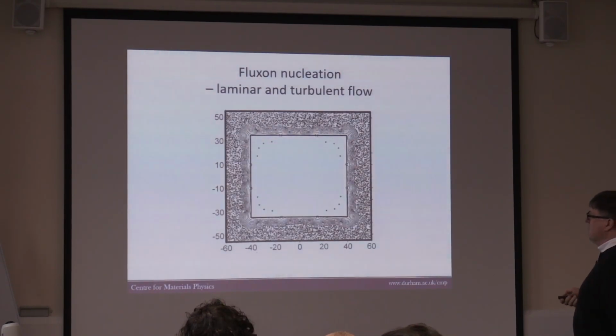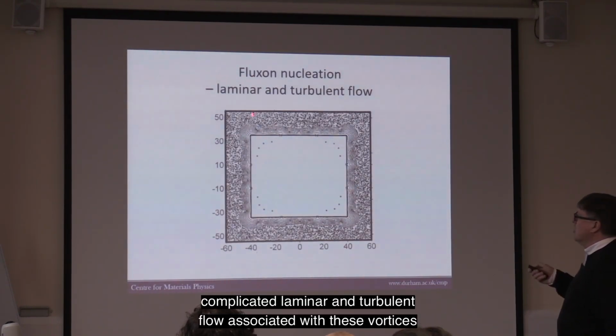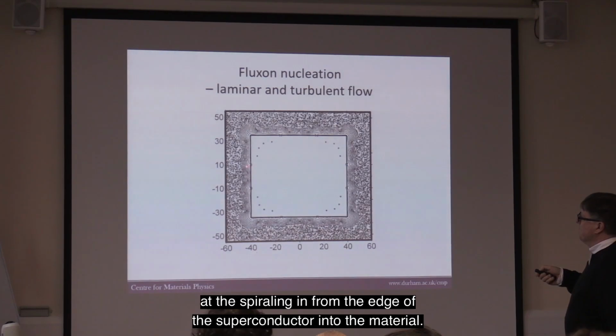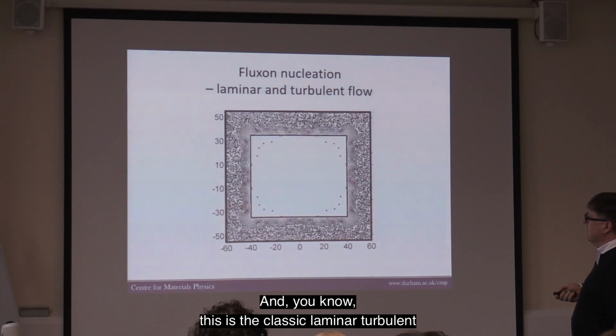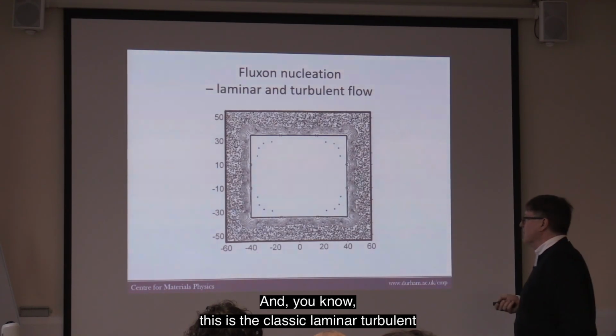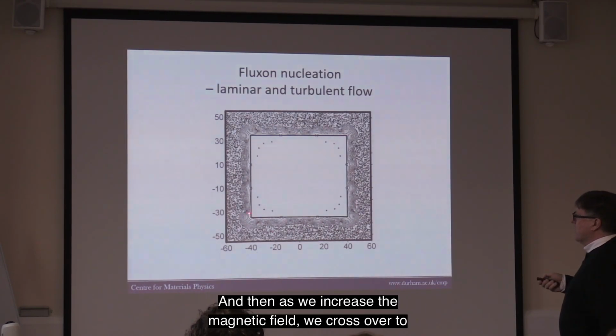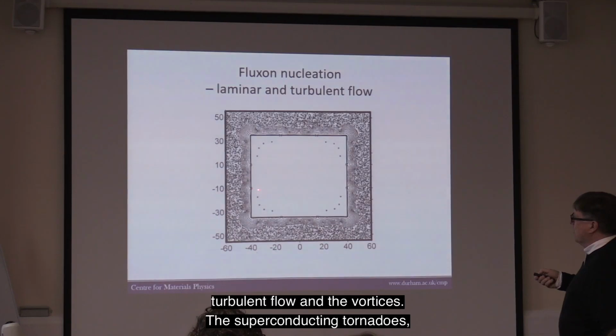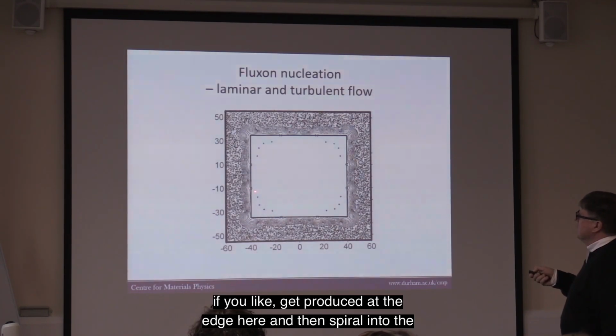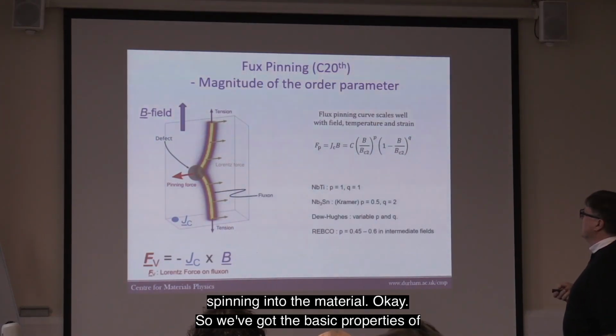Now, of course, there's some complicated laminar and turbulent flow associated with these vortices spiralling in from the edge of the superconductor into the material. This is the classic laminar turbulent flow where we start off in the Meissner state with laminar flow, and then as we increase the magnetic field we cross over to turbulent flow, and the vortices, the superconducting tornadoes if you like, get produced at the edge here and then spiral into the material.